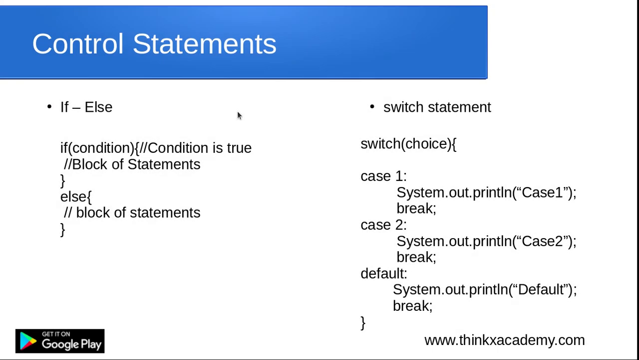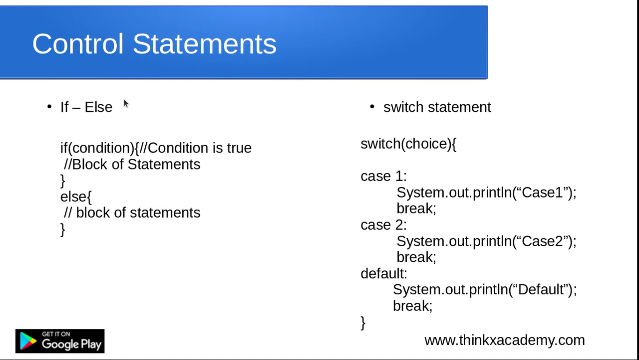So in this tutorial we are going to study the control statements in Java, and control statements are basically used to run a block of statements based upon some conditions. So the most basic control statements are the if else and the switch statement. Both of them are selection statements, and by selection I just mean that if your condition evaluates to be true, then it is going to select some block of statements and it will execute them.